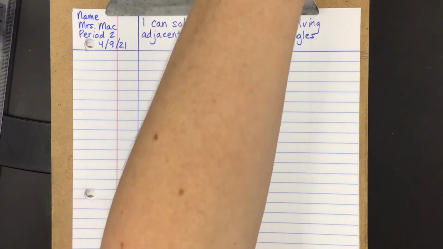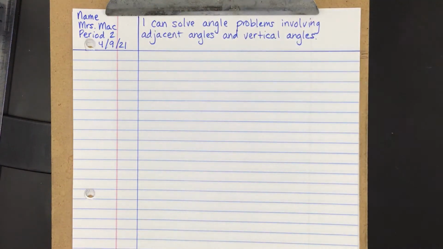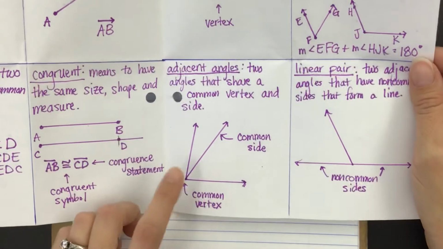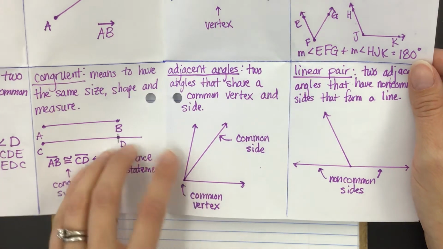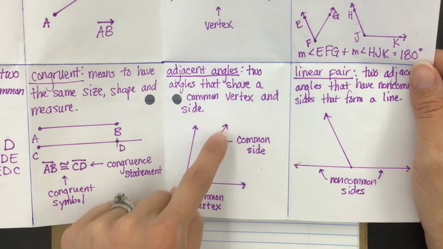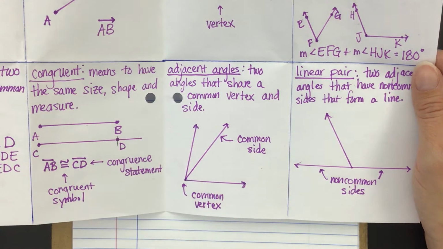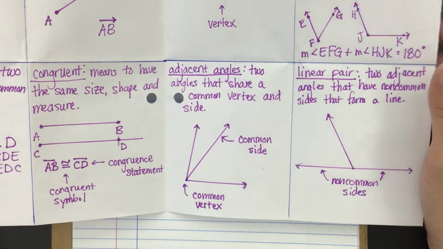The last time we were together, we talked about adjacent angles, and if you look at the definition here of adjacent angles, they look like this. They're two angles that share a common vertex and a common side. So they're basically connected to each other. They're like neighbors. They share a fence, okay?